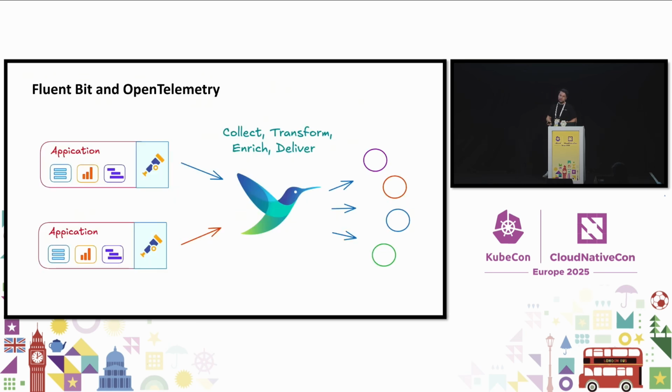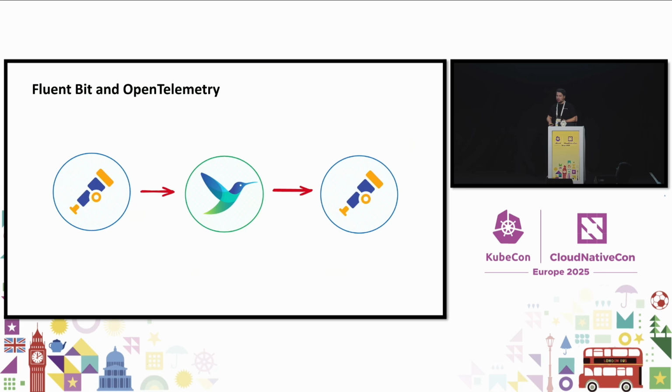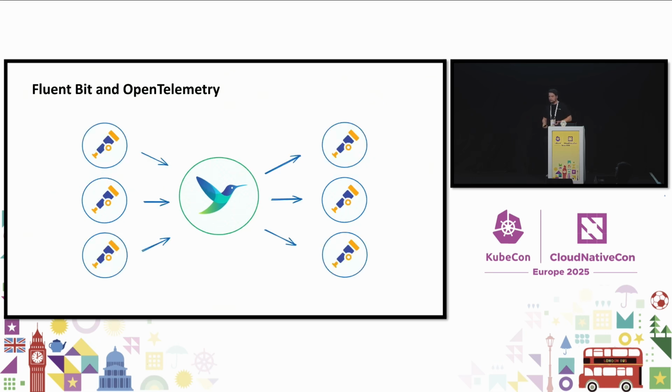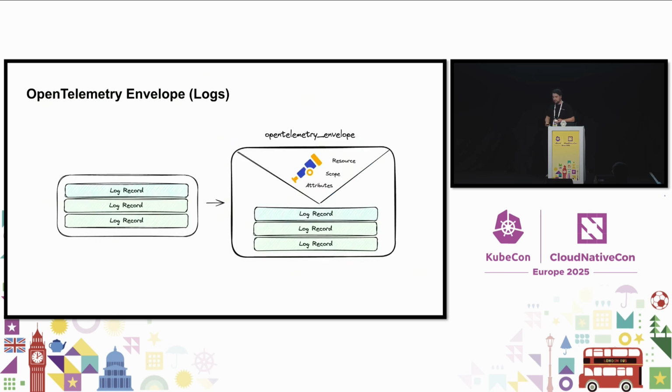So how do Fluent Bit and OpenTelemetry work together? Basically, Fluent Bit collects, transforms, enriches, and delivers this data to your selected target. You can consume logs, traces, and metrics from OpenTelemetry and send them to OpenTelemetry via the OTLP protocol. You can consume multiple OTLP endpoints and send to multiple OTLP endpoints.